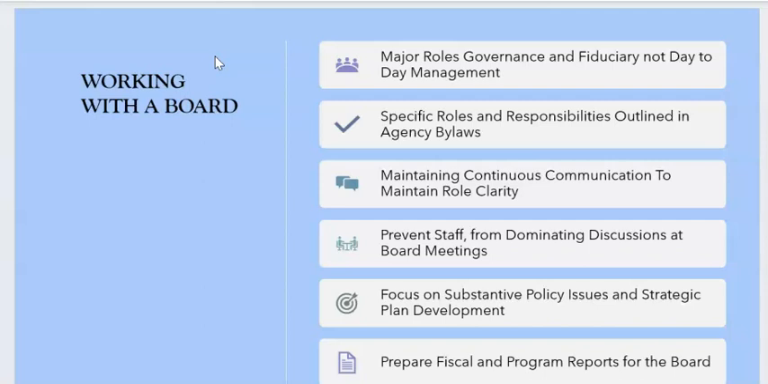Specific roles and responsibilities are outlined in the agency bylaws. So the power of committees, the power of the executive committee, what the board can and cannot decide upon, those should be specified in the bylaws. Terms, how many board members, and what to do if a board member is either causing disruption on the board or just doesn't come to meetings.